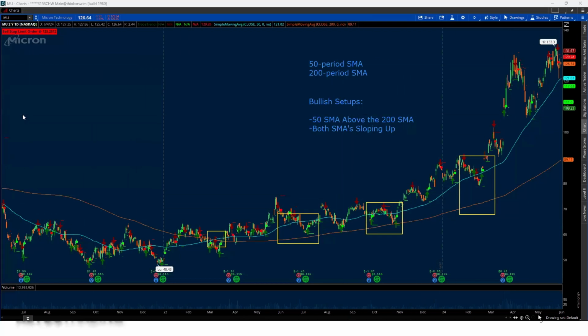Again, there's a couple different rules we can use here, but nearly always it's going to be price coming down from above the 50 and 200 period SMAs down into what I call the buy zone. Okay, so the buy zone is this area in between the two moving averages. So this is called the buy zone. It's in here.